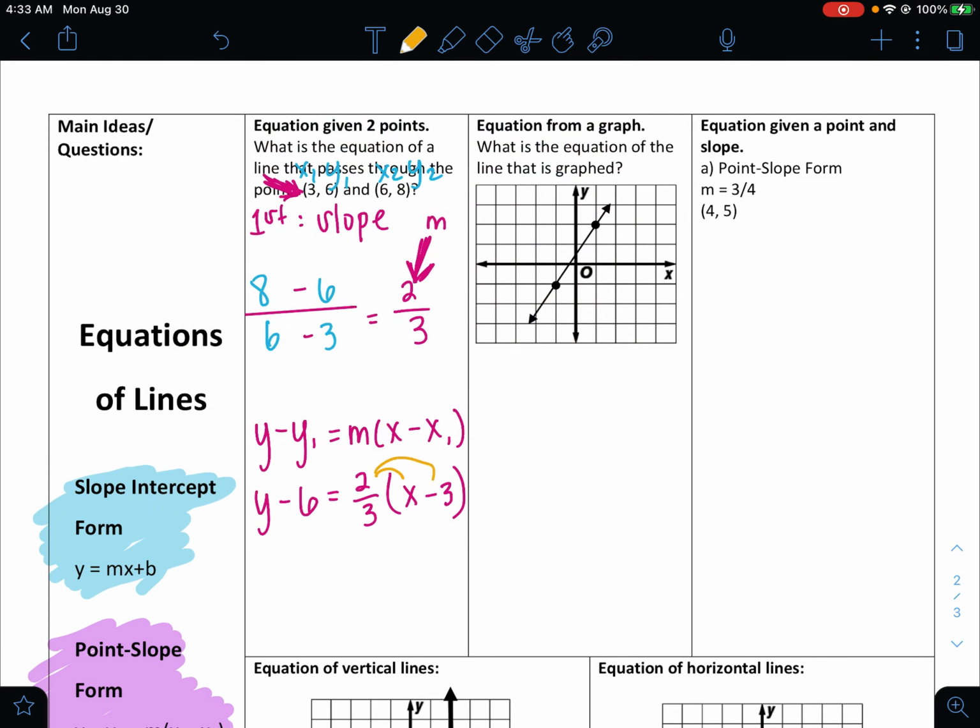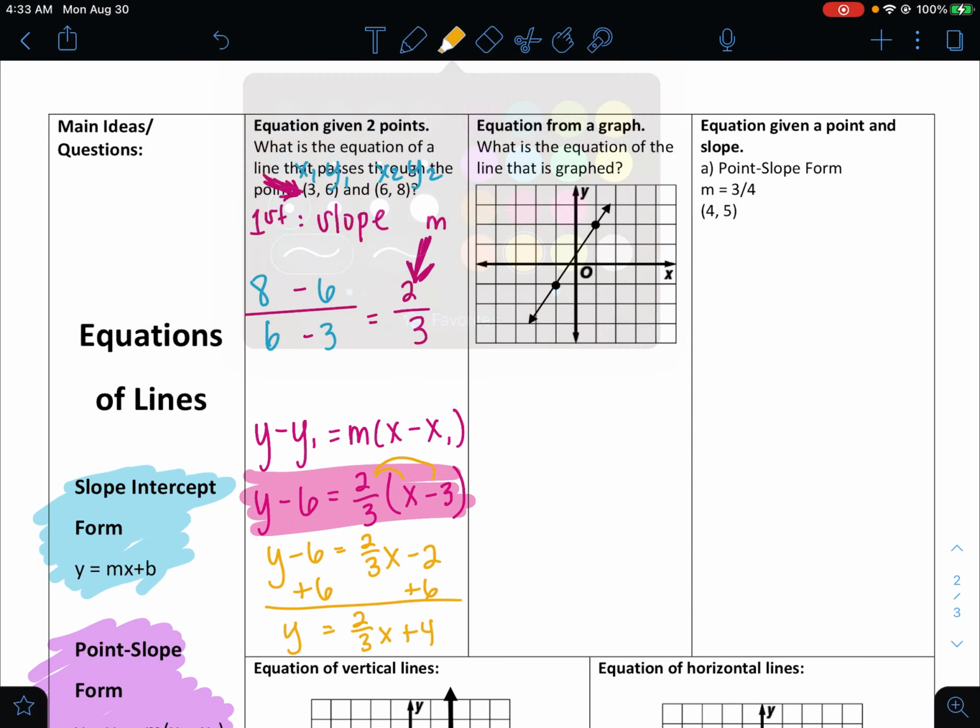You're going to have to distribute the 2/3, so that's going to be 2/3 x minus 2. And then you have y minus 6 over here, and then you just add 6 to both sides. And then I'll give you y equals 2/3 x plus 4. Okay, so your answer could stop here. That could be your answer. Or you can, oops, it's kind of hard to see. Or you can do this. Okay, so point-slope form is this one. Slope-intercept form is this one.